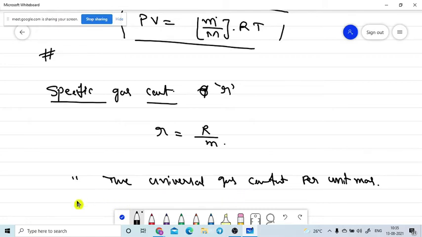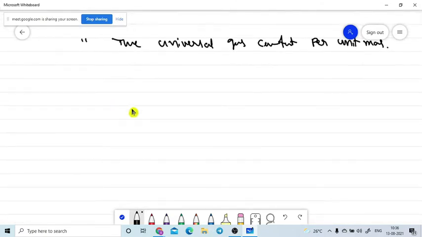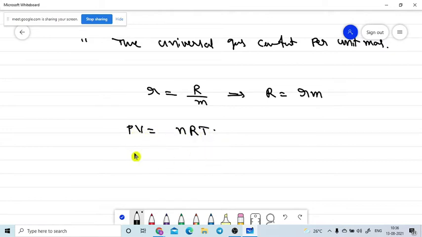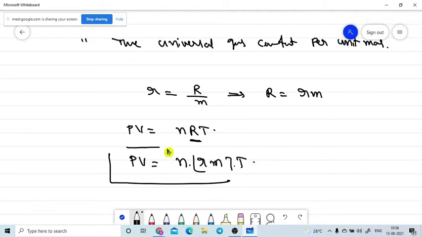Otherwise, they may ask for the ideal gas equation in terms of the specific gas constant. We need to substitute for capital R. Small r is equal to capital R by small m, so capital R is equal to small r into m. The ideal gas equation is PV is equal to nRT. Substituting for capital R, we get PV is equal to n into small r into m into T. This is the ideal gas equation in terms of the specific gas constant.